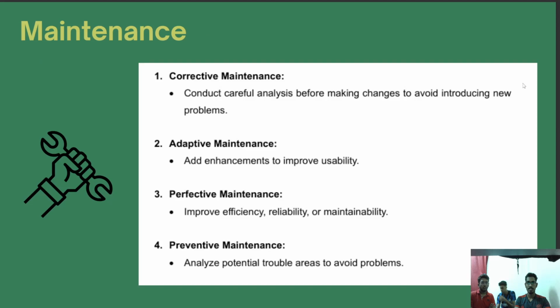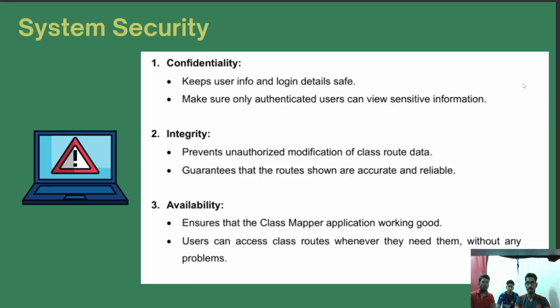Next, we have maintenance. We have four steps there. The first is corrective maintenance: conduct careful analysis before making changes to avoid introducing new problems. Second is adaptive maintenance: add enhancements to improve usability. Third, perfective maintenance: improve efficiency, reliability, and maintainability. The fourth is preventive maintenance: analyze potential trouble areas to avoid problems.